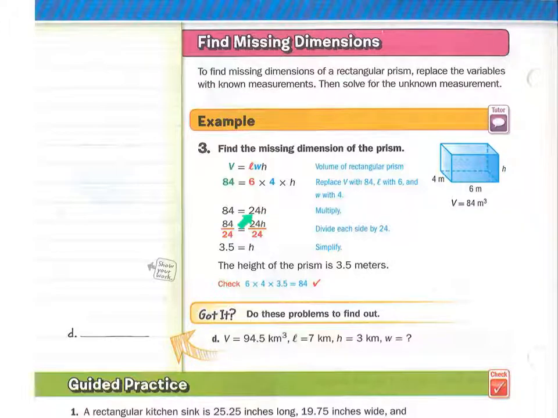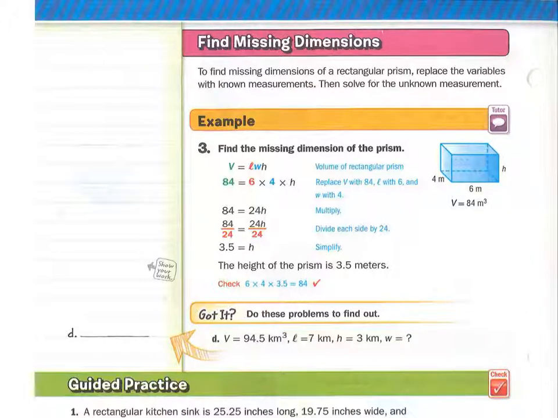In order to solve algebraic equations, which you guys are getting such a head start on because this is in Unit 4, to solve an equation like this, we have to undo the multiplication that's happening to h. To undo multiplication, we do the opposite operation, which is division. Whatever we do to one side of an equation, we must do to the other. So here you can see that we are dividing both sides by 24. When we do that, we find that the answer is 3.5. So the height would be 3.5.